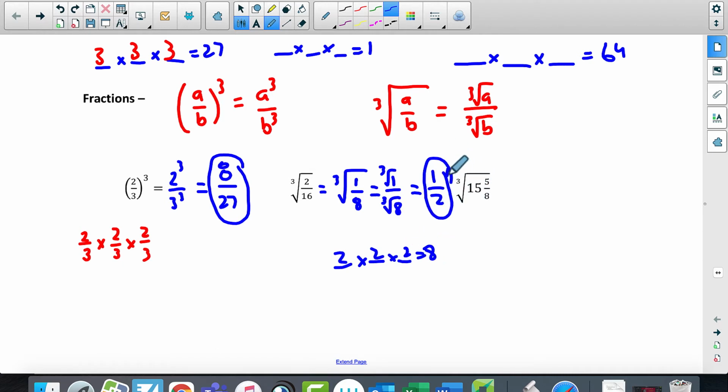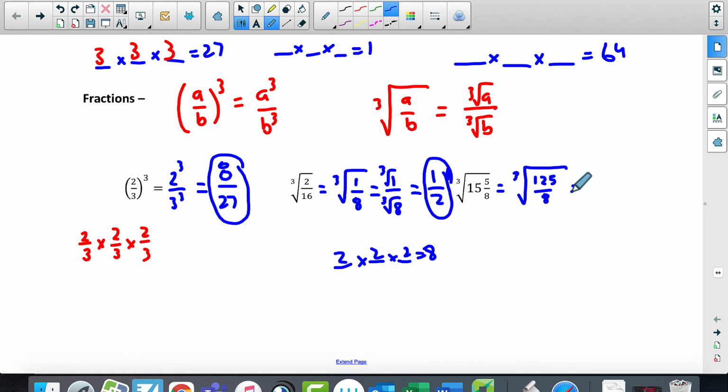Okay, one more fraction question. The cube root of 15 and 5/8. Uh-oh, what are we going to do this time? Well, you don't want to have your fractions in mixed form. You want to switch it into improper. So 15 times 8, ooh, that's not easy. That's 120. Plus 5 is 125. So you get 125 over 8. Check to make sure it's in lowest terms, and it is.